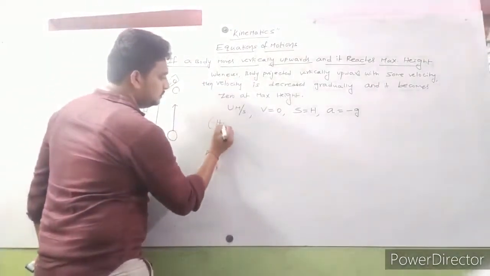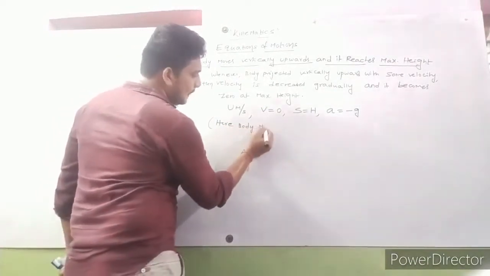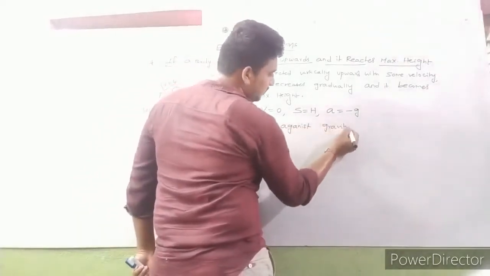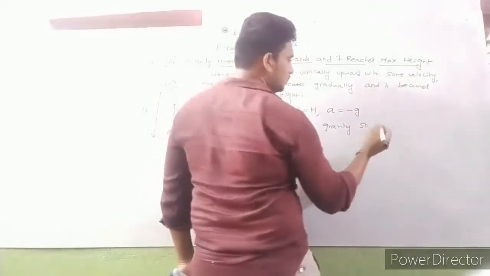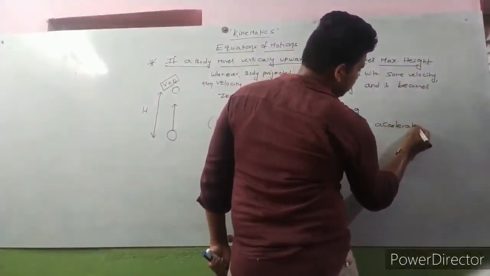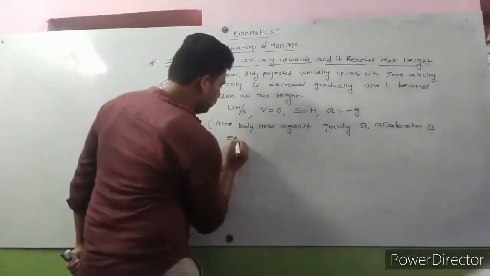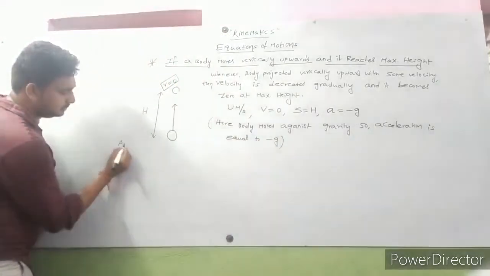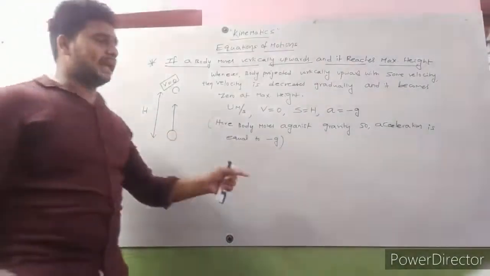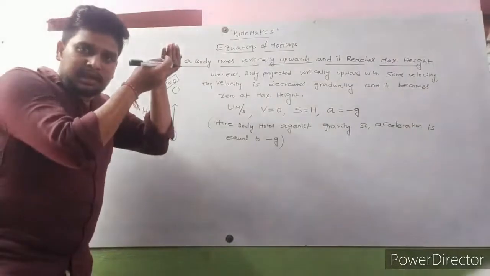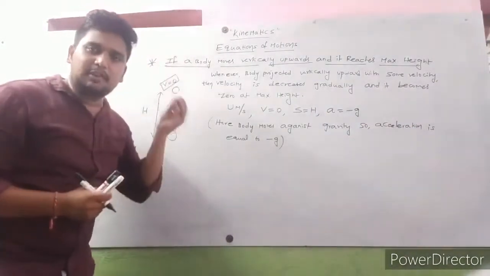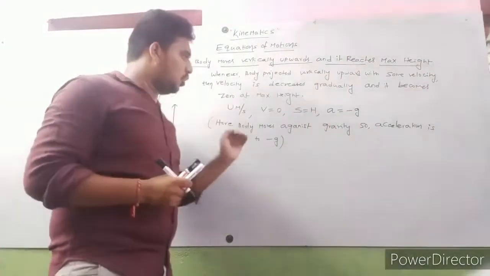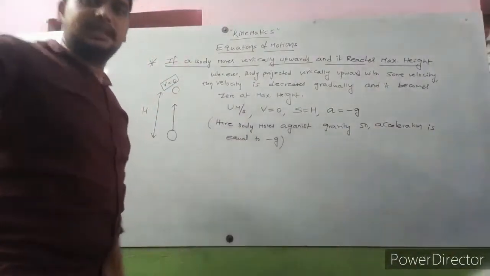So here the body moves against gravity. The weight of your body acts in the downward direction, and we projected the body in the upward direction. So the body moves against gravity. So acceleration is equal to minus g.